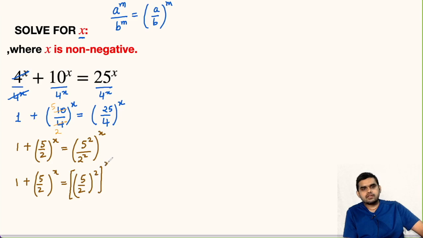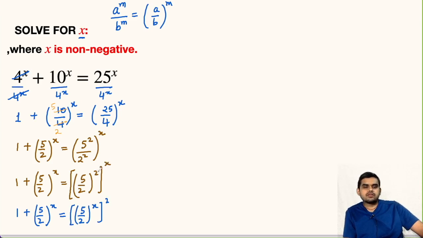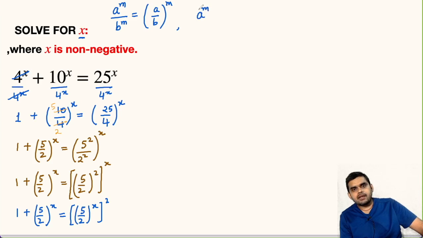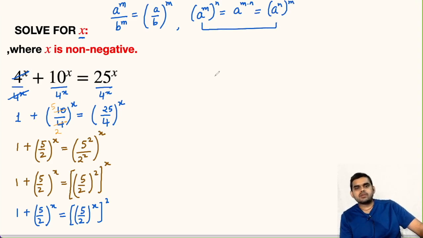Further, we can write it as 1 plus 5 upon 2 whole power x equals 5 upon 2 whole power x whole power 2. So we can exchange 2 with x. Why? Because again we have another property that a power m whole power n is equal to a power m times n, which is equal to a power n whole power m. So we have used this property here.